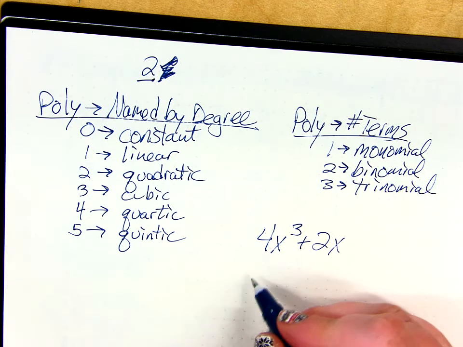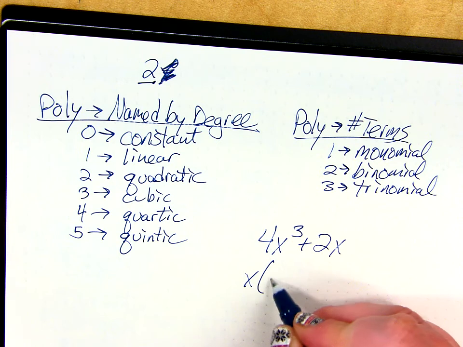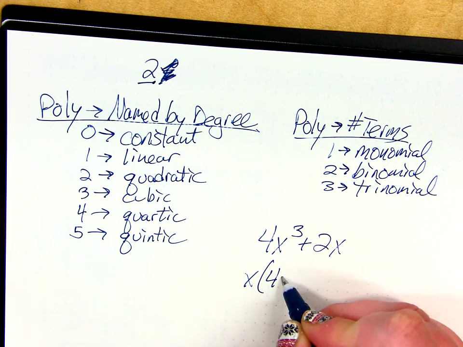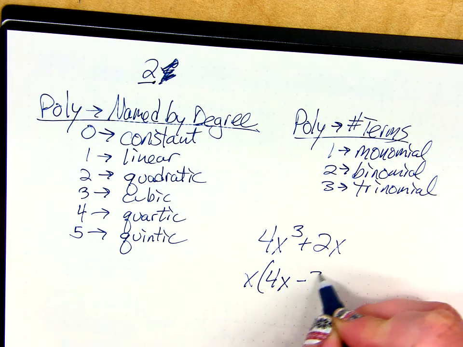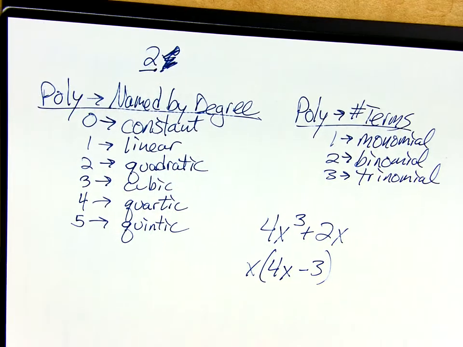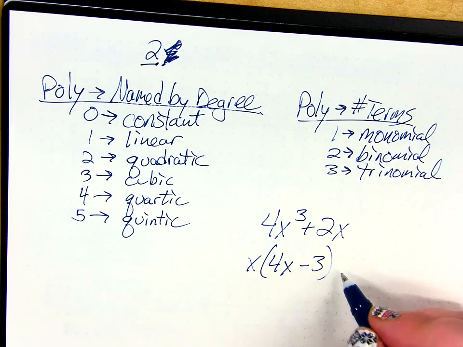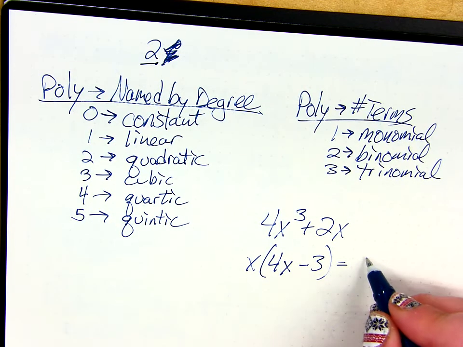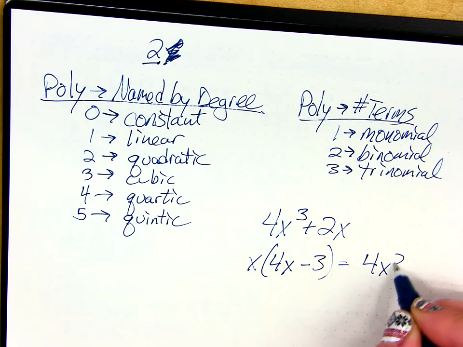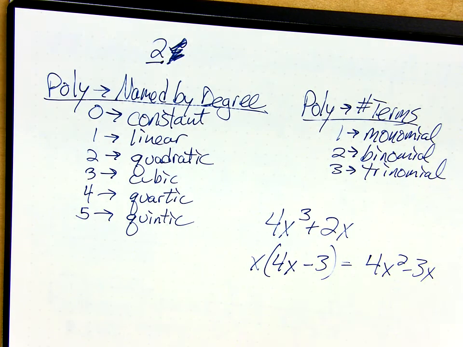Okay, so for example, if you had this, x times 4x minus 3. Well, you can't do it yet until you distribute that x. So distribute that x, and then you can classify. So when you multiply that x through, what do you get? Right, and now you can call this thing a quadratic binomial. Exactly. So do the math first, then classify. Okay?